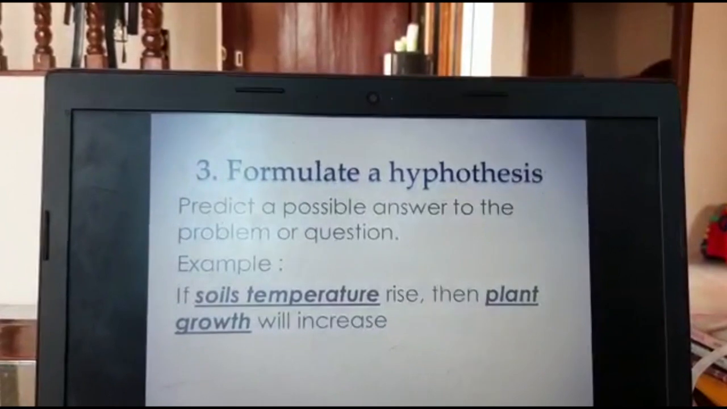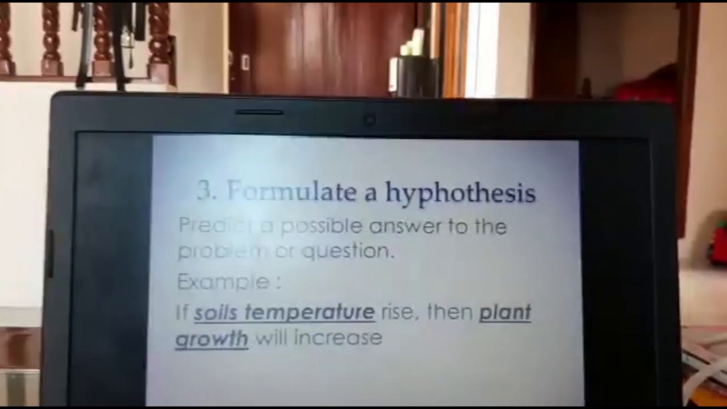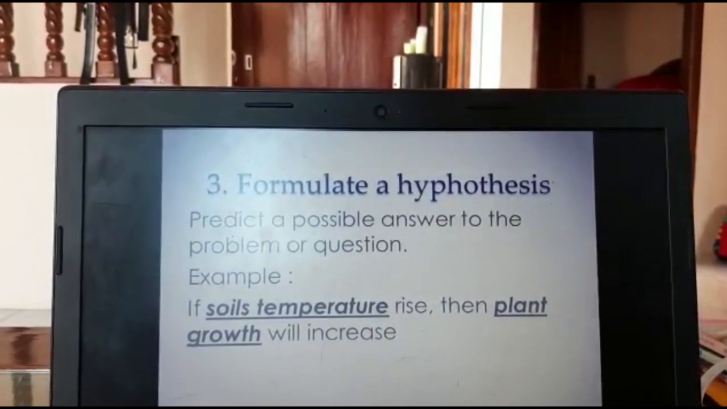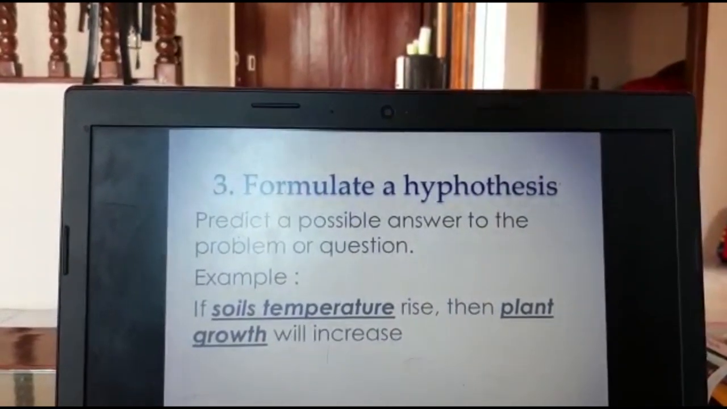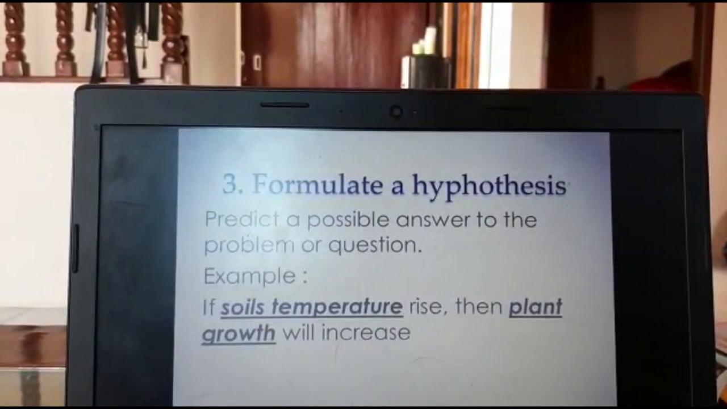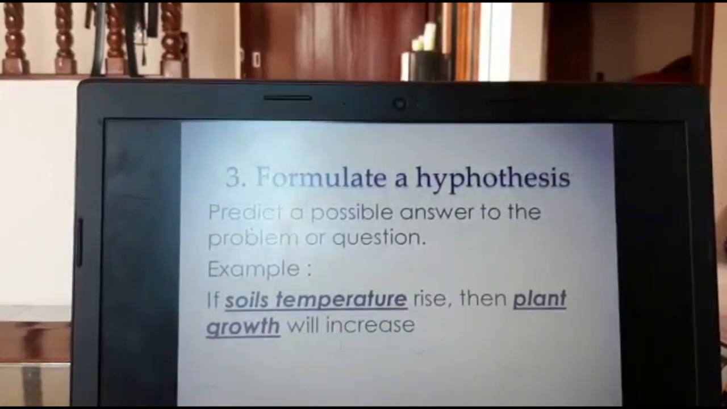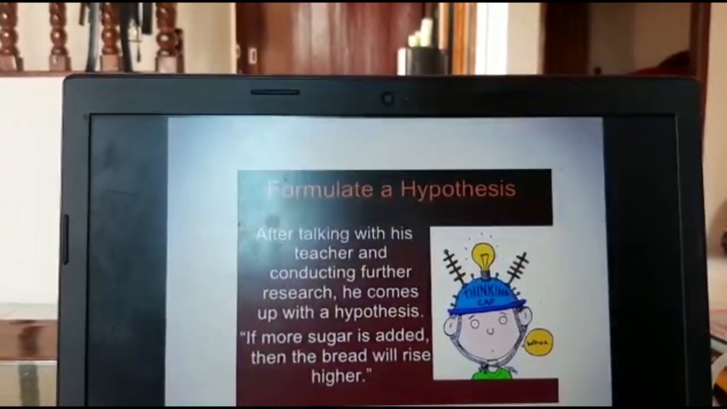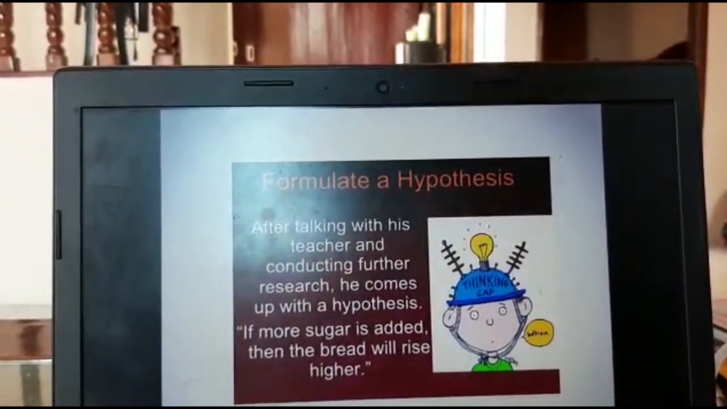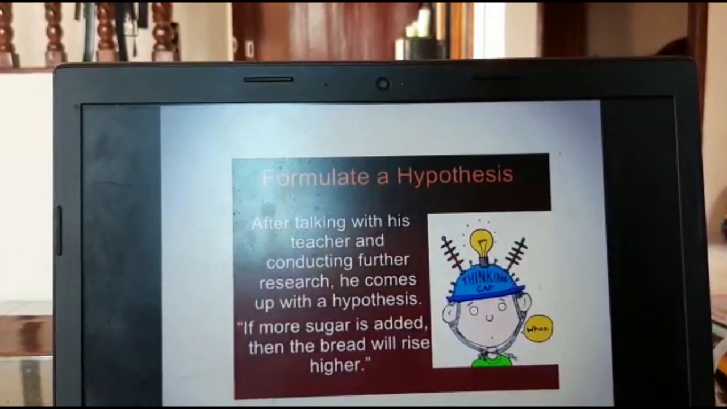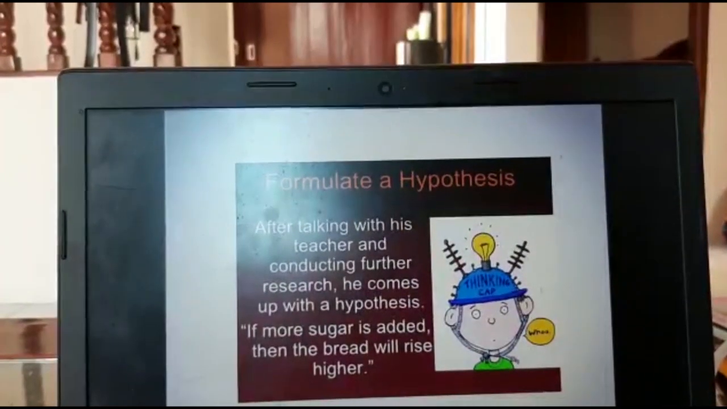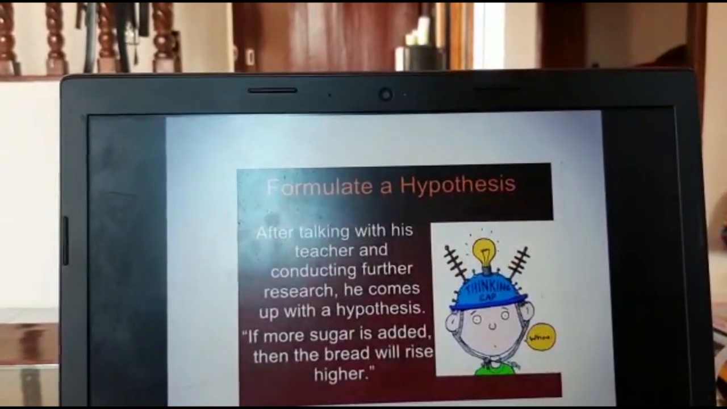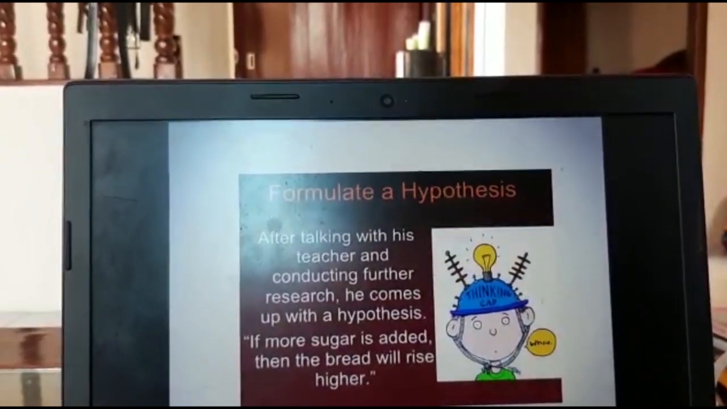The next step is formulate a hypothesis. Predict a possible answer to the problem or question. For example, if soil temperature rises, then plant growth will increase. For John's example, after talking with his teacher and conducting further research, he comes up with a hypothesis: if more sugar is added, then the bread will rise higher.